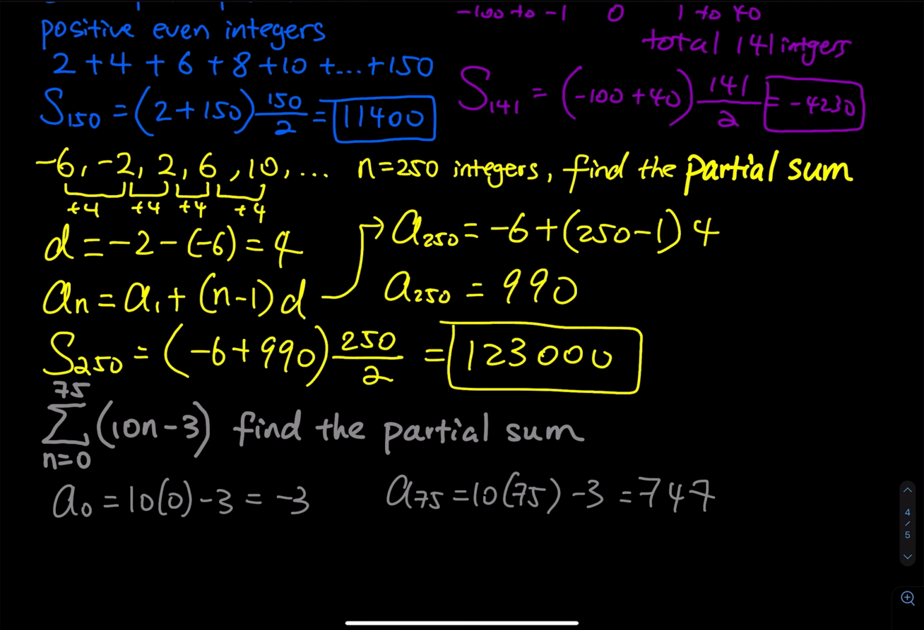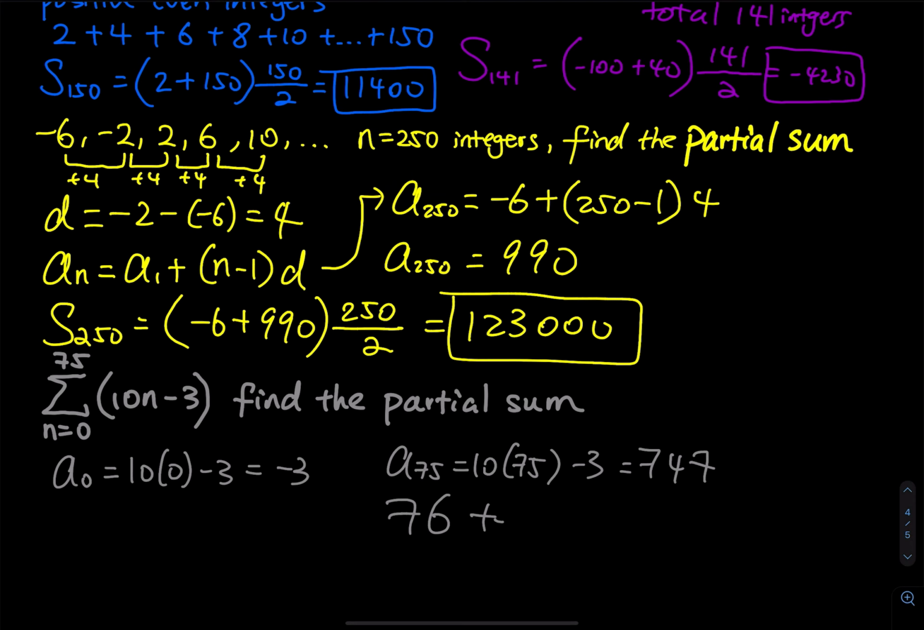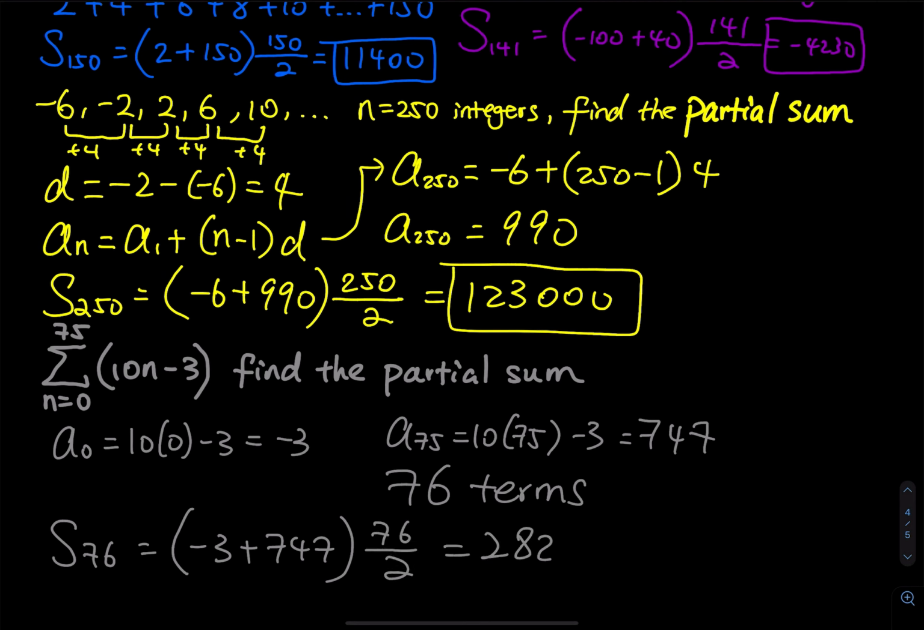And then from 0 to 75, how many terms? 75 or 76? There are 76 terms, right? 1 to 75 is 75 terms, and then you have a 0, so that will be 76 terms. So S of 76 is equal to the first term plus the last term, negative 3 plus 747, and then multiply by 76 terms divided by 2. So you have 28272. And here is the partial sum.